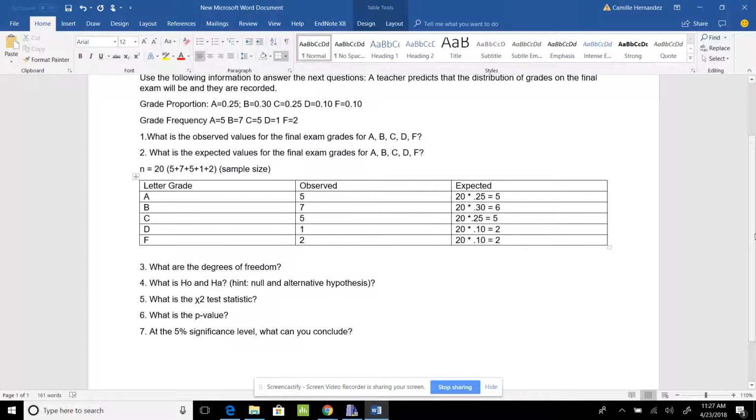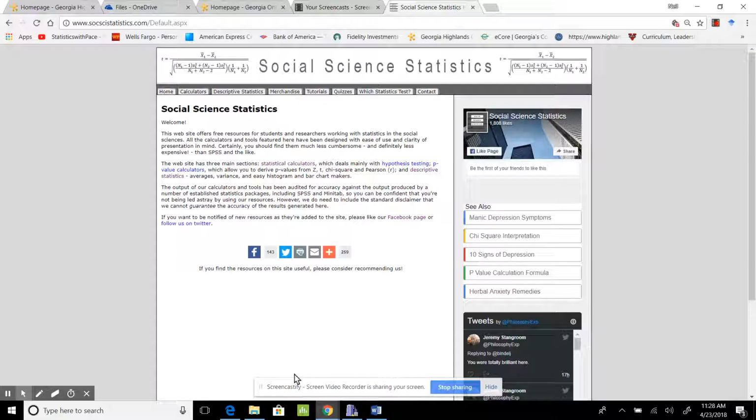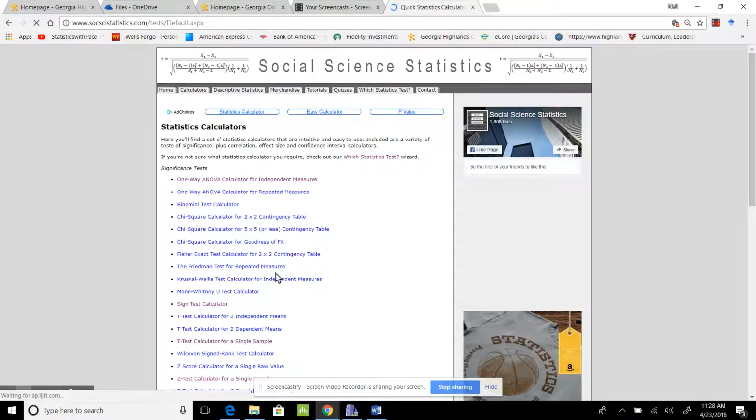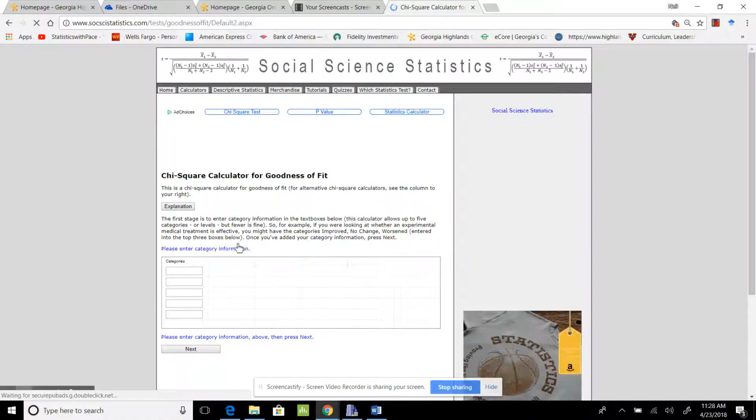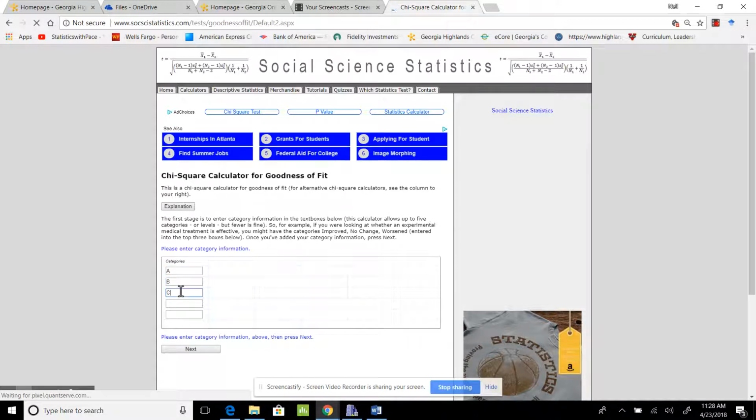All right, so right now what I'm going to do is put all my values in the website, and I need to be mindful of where I put them so I don't do anything wrong. So again, here's my letter grades, here's my observed, and here's my expected. I had to give my expected the right amount of values to equal the observed. So here we go. I'm going to go to the social science statistics site. I'm going to go to calculators, and go down to chi-squared goodness of fit. All right, so remember my categories were A, B, C, D, and F.